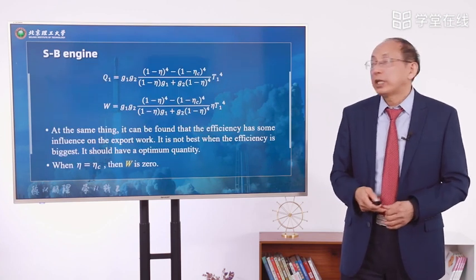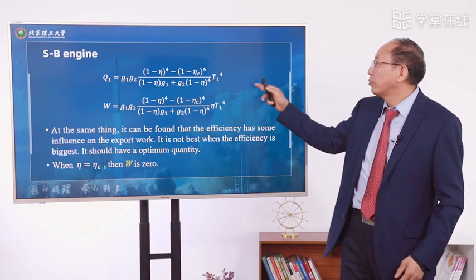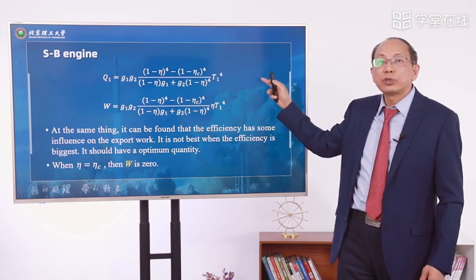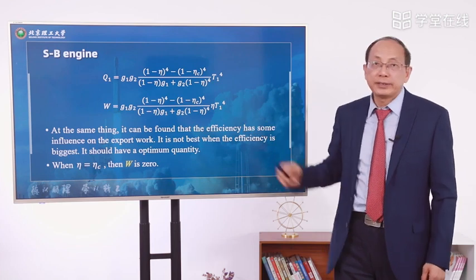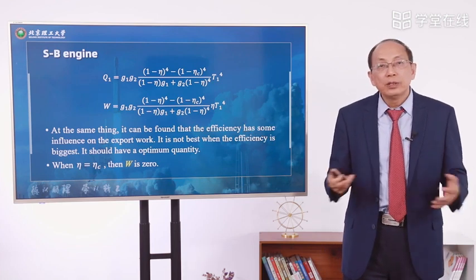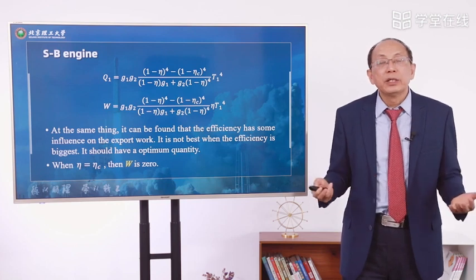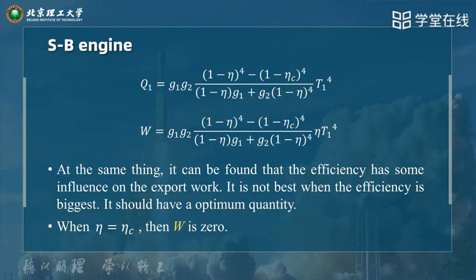For the SB engine, we can obtain Q1, which is a very long relationship. W we can also calculate. Q1 and W we can calculate, obtaining the calculation equations. At the same time, it can be found that the efficiency has some influence on the output work. We should choose the efficiency. It is not best when the efficiency is biggest.